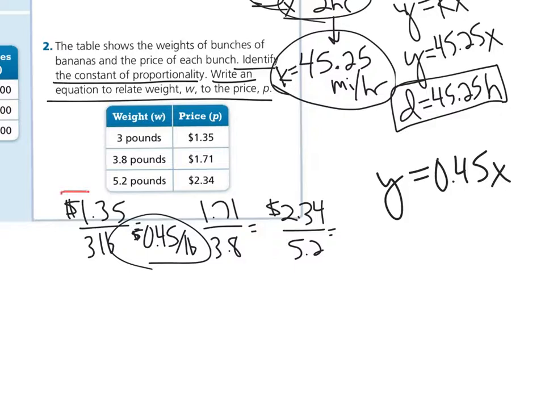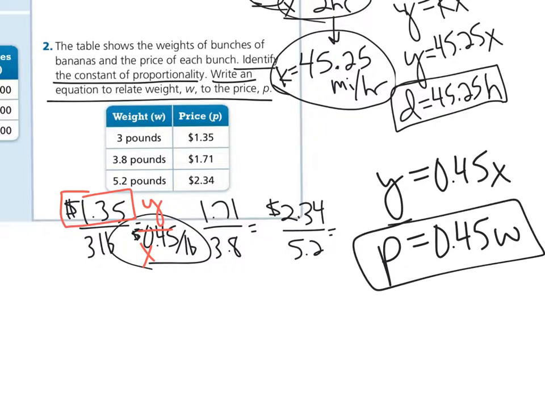Well, if you look here, we put the price in the numerator. Remember, it's y over x, so the y would be our price. So we're going to say P equals 45 cents times W. W was our weight, and that was our x value, as we put it. So that'd be an equation that we could use to find the price for any amount of bananas. 45 cents times however many pounds makes sense.